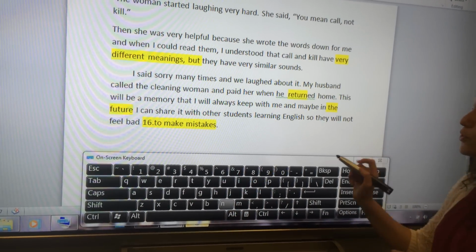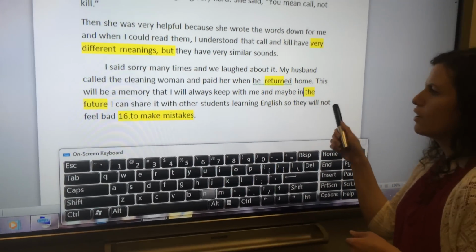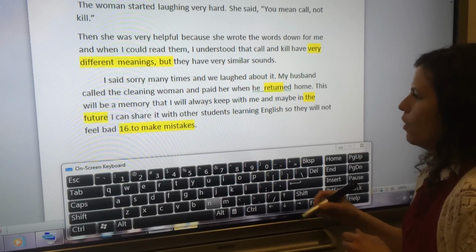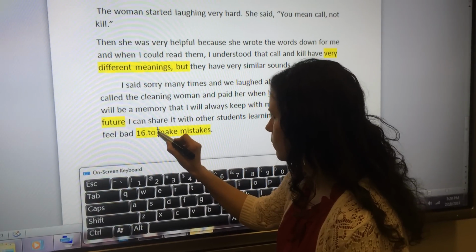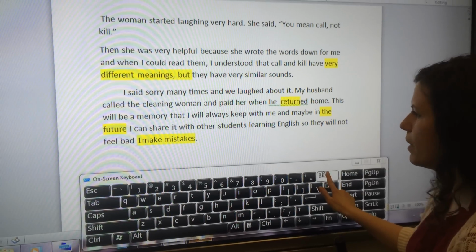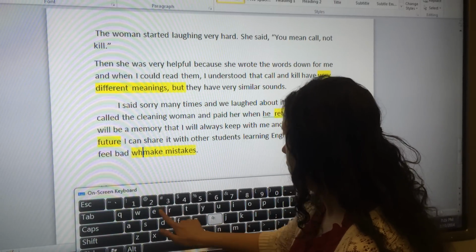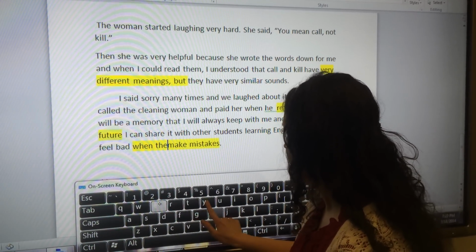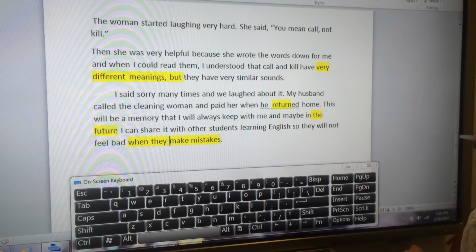And maybe in the future, I can share it with other students learning English so they will not feel bad to make mistakes. Okay, we're just going to change this. Number 16, instead of "to make mistakes," they will not feel bad when they make mistakes. Okay.